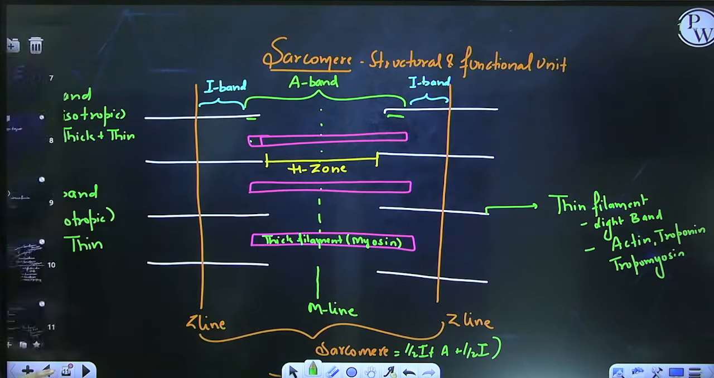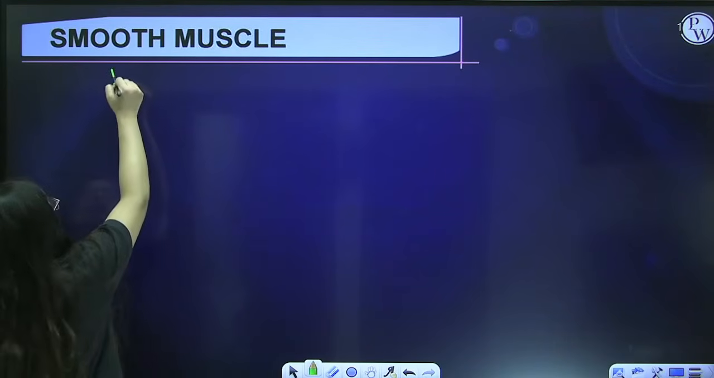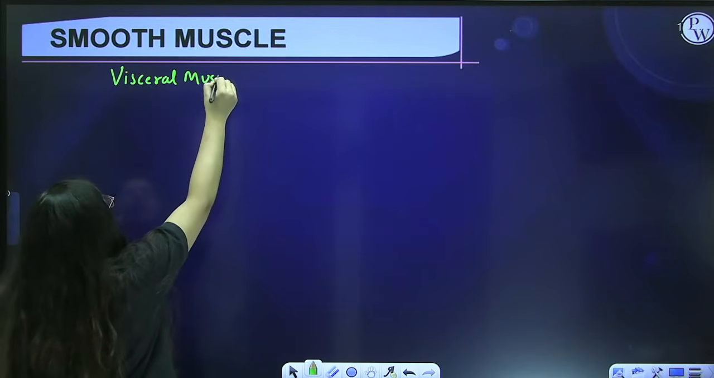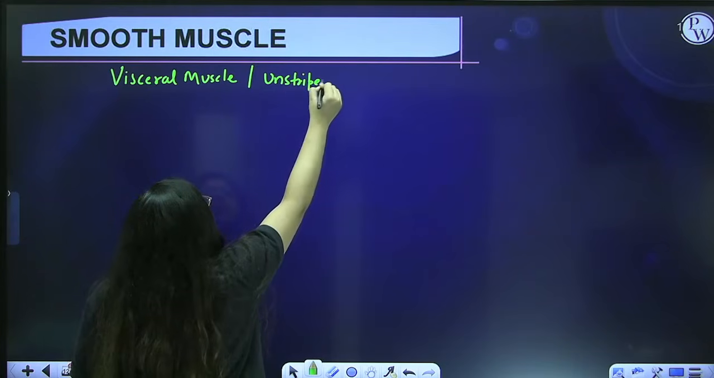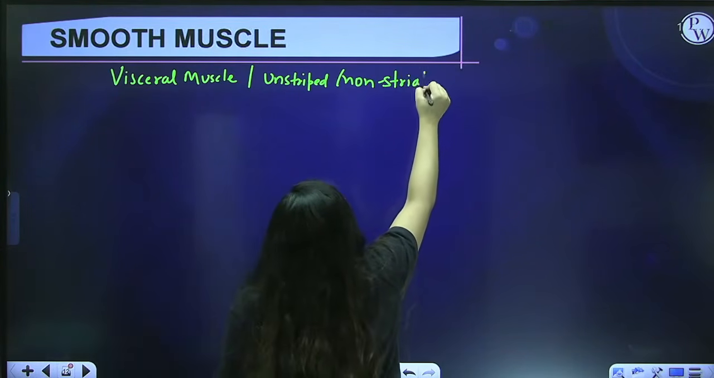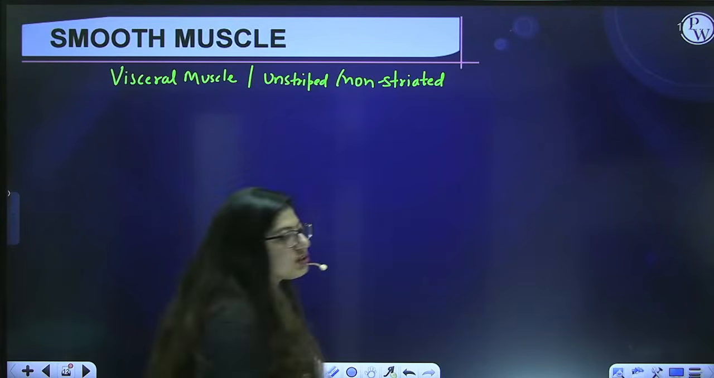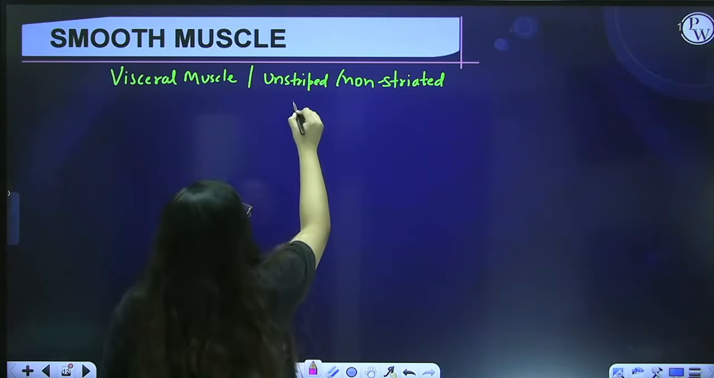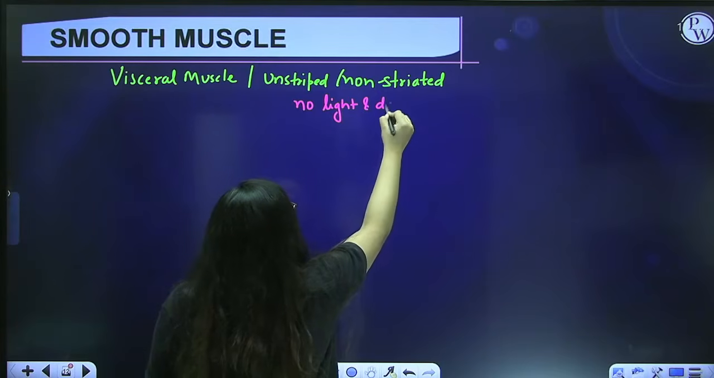Okay, guys. All right, let's talk about the smooth muscle now. Another name of smooth muscle is visceral muscle, or unstriped, or non-striated. Why is this smooth? Because it has a smooth texture. Because in this, no alternating light and dark bands are present.